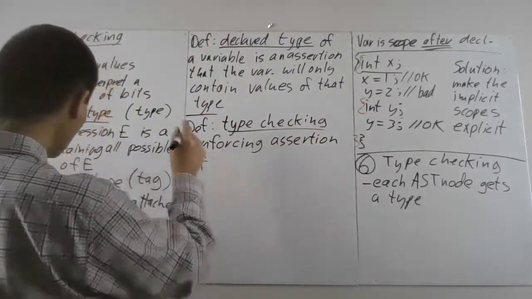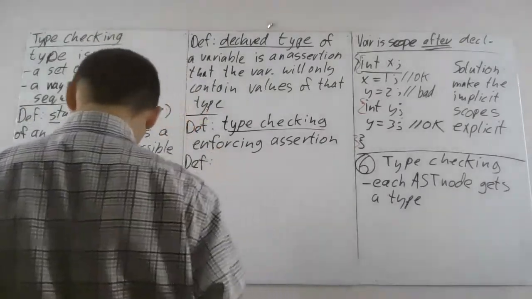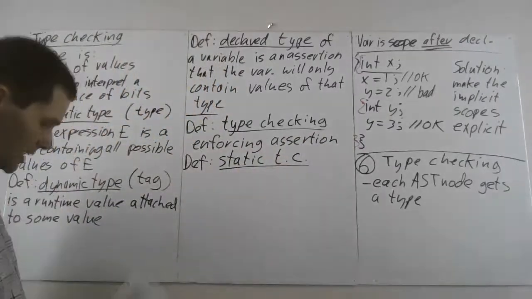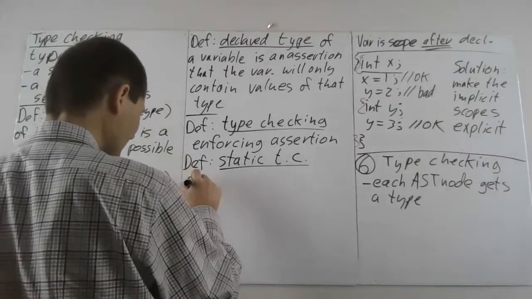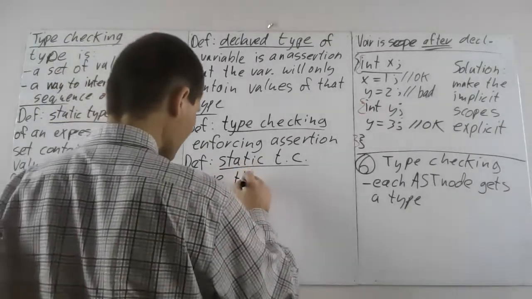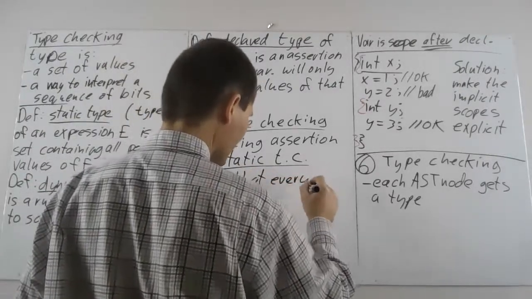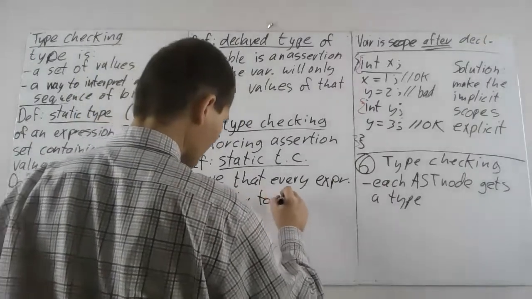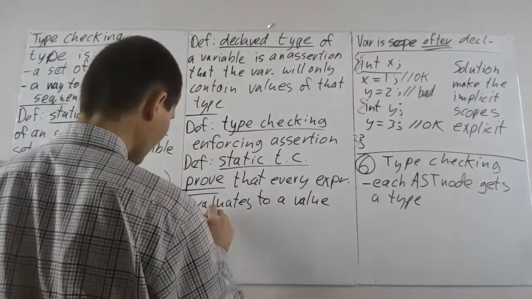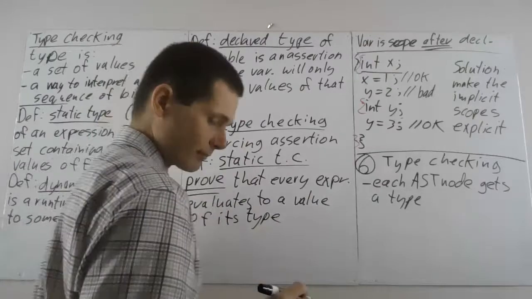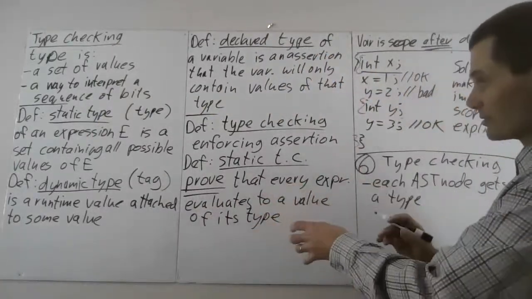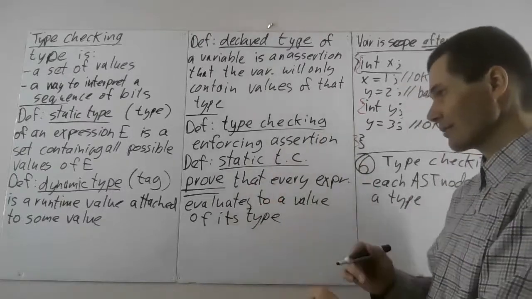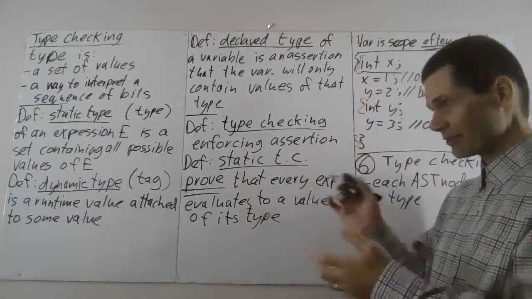And now we go back to statically typed and dynamically typed. So if I have static type checking, which is what we're going to do now in the compiler, well, that means the compiler needs to prove that every expression evaluates to a value of its type. Okay, so the compiler needs to prove that if I have an expression whose type is int, then when that expression actually gets evaluated at runtime, the value is going to be a value of type int.